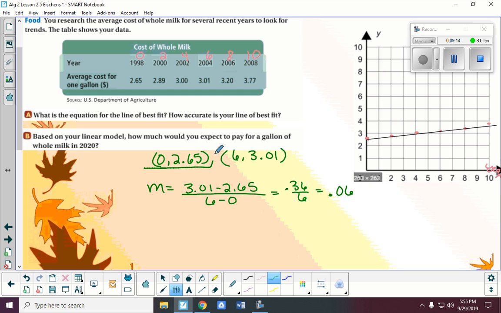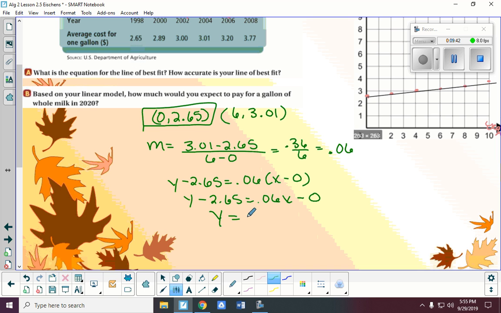Now we'll choose a point. So we're going to use the point slope formula. So y minus y1 equals 0.06 times x minus 0. So y minus 265 equals 0.06x minus 0 times 0.06 is 0. And then lastly, we'll get the y by itself, so put it in slope-intercept form. So we have y equals 0.06x plus 265, and that is the y-intercept, 265.